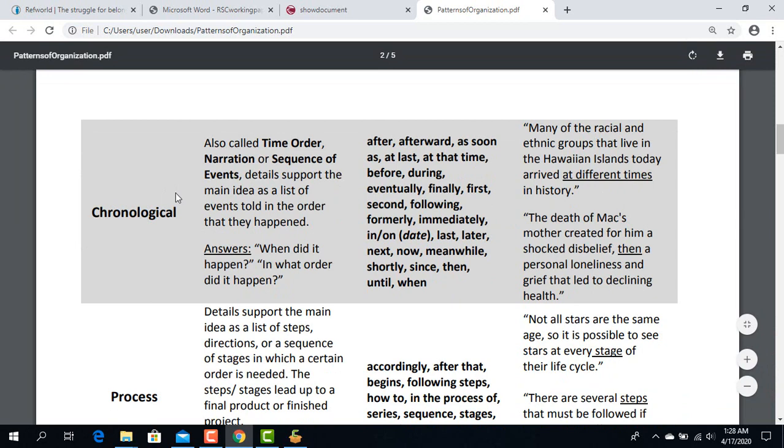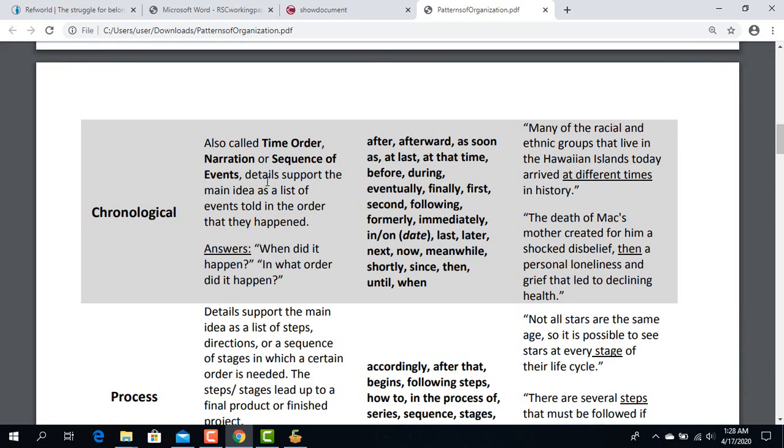Now, number 4, chronological order. You know chronological order. When we say chronological order, we mean time order. Usually we use it when we're going to narrate things, tell stories, or speak about a sequence of events. So whenever we have narration, we usually use chronological order: first, second, afterward. So here we have these signals: at last, at that time, before, during, eventually, finally, first, second, following, formerly, immediately, later, meanwhile, shortly. All of these words you can use whenever you're going to narrate or to show things in chronological order.